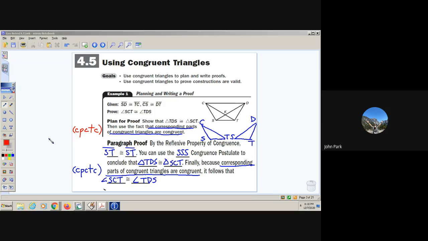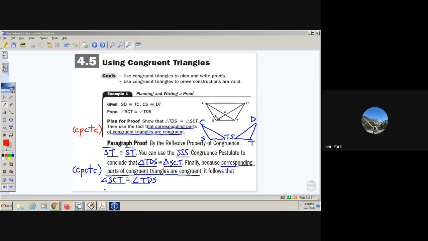So once we prove the two triangles are congruent, then you could use this idea that the corresponding parts of congruent triangles are congruent. In short, we just use the CPCTC, which is the first letter of each one of those words there. Corresponding parts of congruent triangles are congruent.